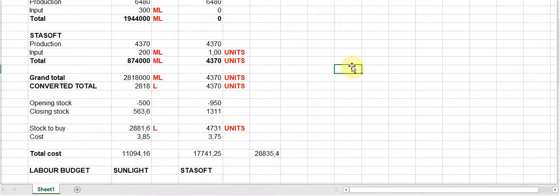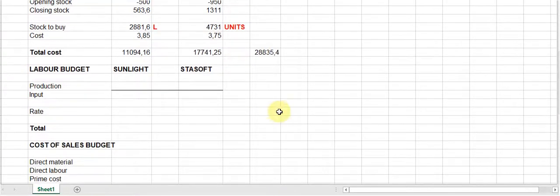Wonderful. So this was the material budget. The only thing where they would have caught you out was where you may have forgotten to do this conversion. So that's very, very important to remember.